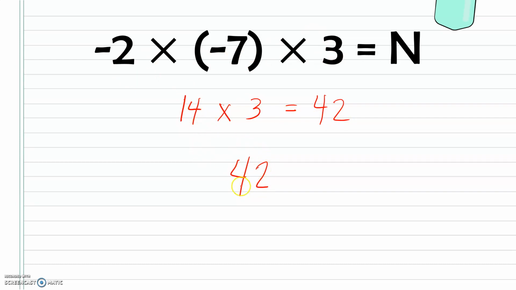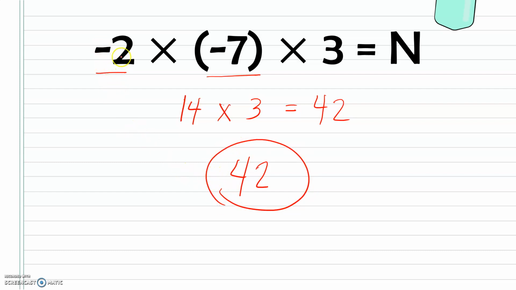Now, all we need to do is to identify what the sign of the product will be by counting the number of negative factors. Negative 2 is a negative factor, negative 7 is also a negative factor, and the other factor is a positive integer. So that means you have two negative factors. 2 is an even integer, so the sign of our answer will be a positive integer. So, negative 2 times negative 7 times 3 is equal to a positive 42.